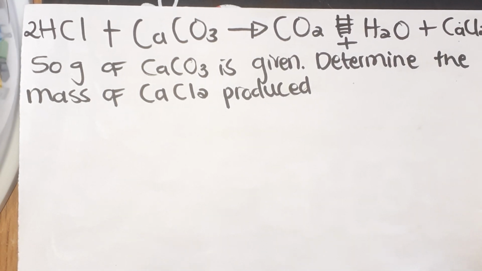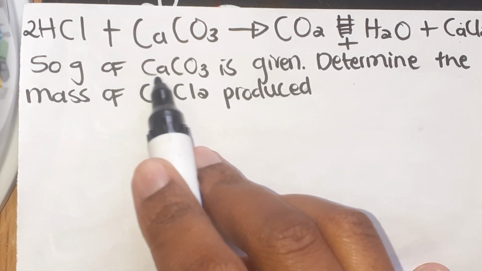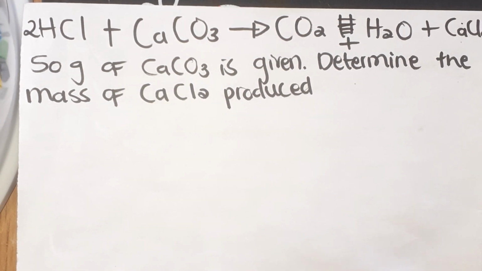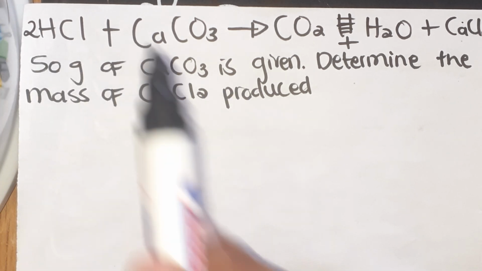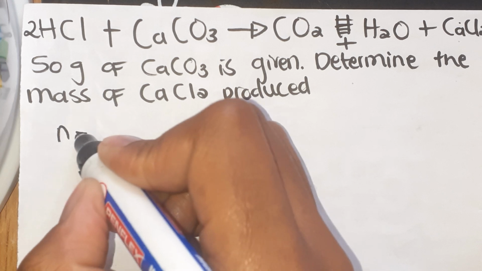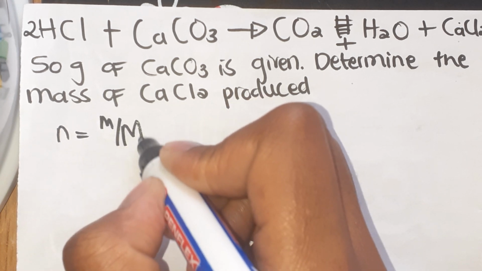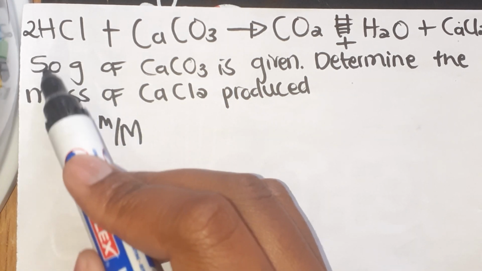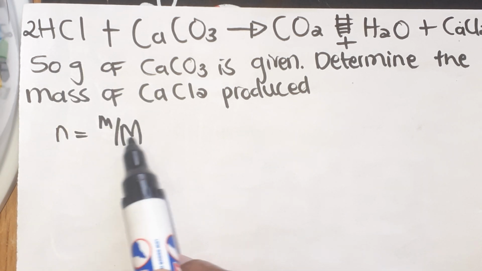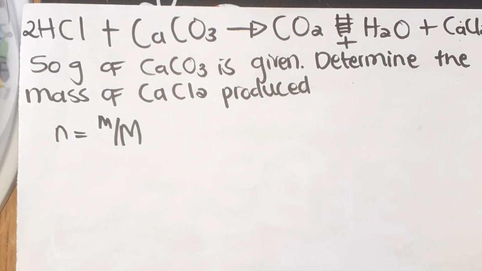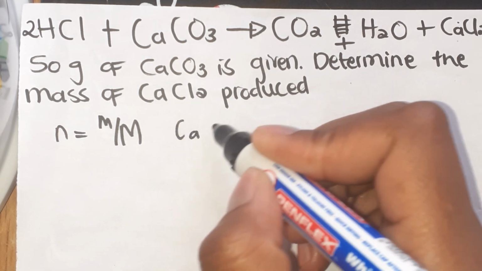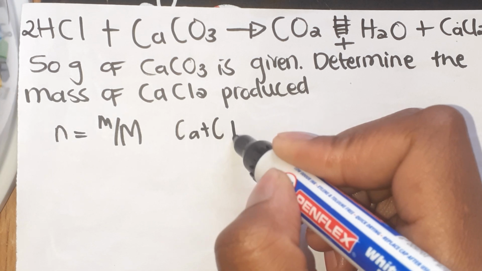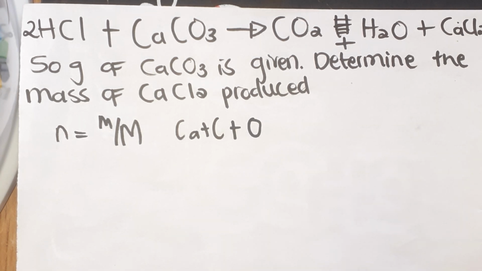Now, the first thing you do is, you are given 50 grams of this, so you firstly have to calculate the mole. When you see 50 grams anywhere, know that you have to calculate small m over big M. Small m represents this 50 grams that is given, and big M represents the mass on the periodic table. So you are given Ca plus C plus O. This is what you are given.